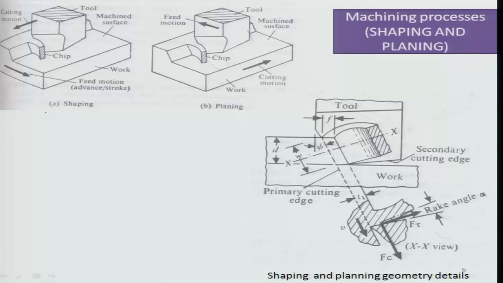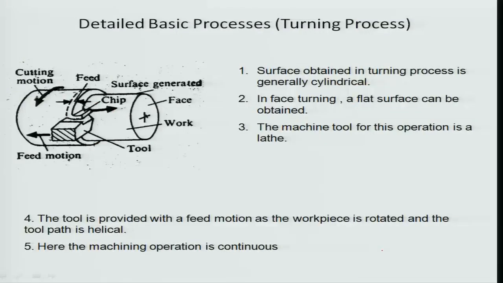You have similar examples where shaping and planing are happening. In both cases, you have peeling off of the workpiece, and you can actually do a mechanistic diagram here, which I am going to illustrate later, where we can see how the chip is generated as a function of the rake angle or other forces like the cutting force or the friction force which comes in there.